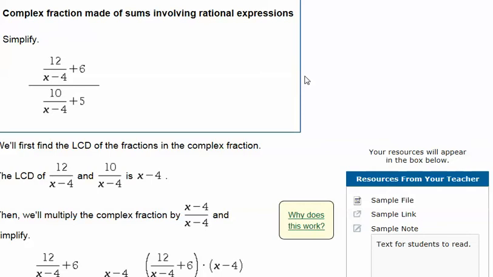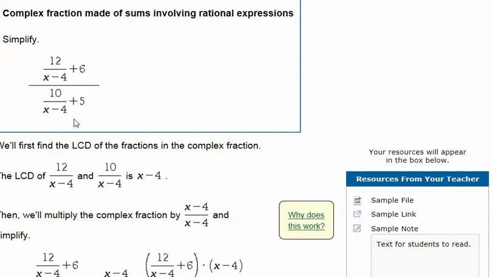The name of this topic is Complex Fraction Made of Sums Involving Rational Expressions. So we're asked to simplify this, and it can look intimidating having a fraction over a fraction, but not really. If you remember, this just means divide. So what we're going to do first is find the least common denominator of both of these fractions so that hopefully we can get rid of them and we won't have a fraction over a fraction.